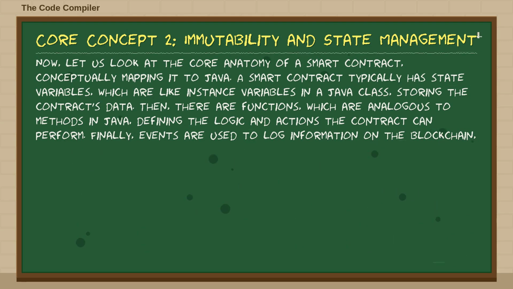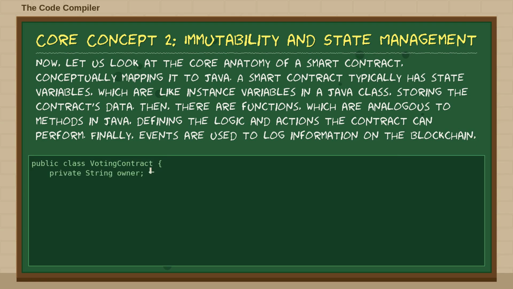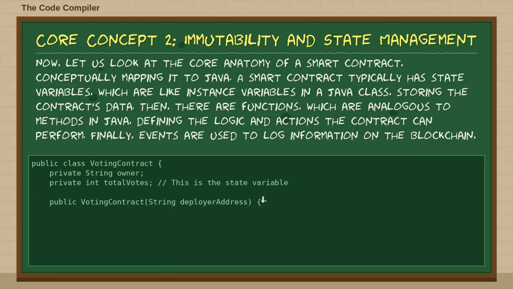Consider this simplified Java representation of a basic voting contract. It has an owner address, a total votes counter, and a vote for candidate method. This Java class provides a clear conceptual blueprint for understanding the structure of a smart contract, even though actual smart contracts are written in languages like Solidity or Vyper. It helps us visualize the data and behavior.